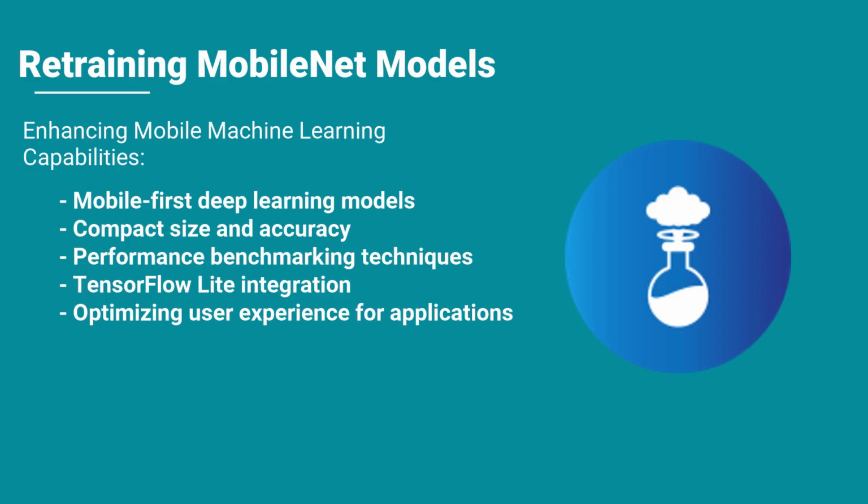In June 2017, Google introduced Mobilenets v1, a collection of 16 mobile-first deep learning models designed for TensorFlow. These models are tailored specifically for mobile devices, boasting compact sizes ranging from just a few megabytes while still achieving commendable accuracy. Today, we're diving into an exciting topic: retraining Mobilenet models, breaking down the techniques that make this possible, and equipping you with the skills to enhance your machine learning projects on mobile.